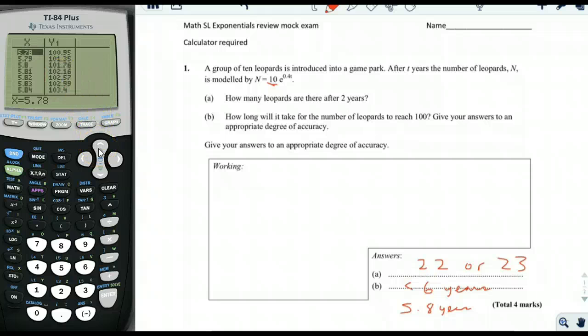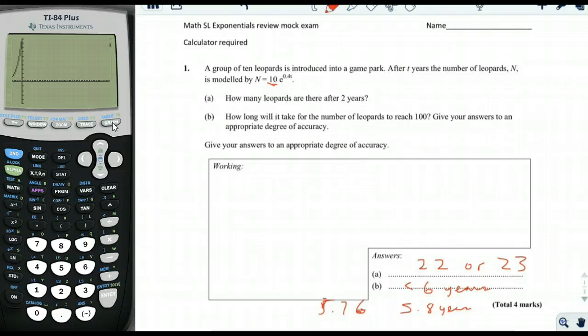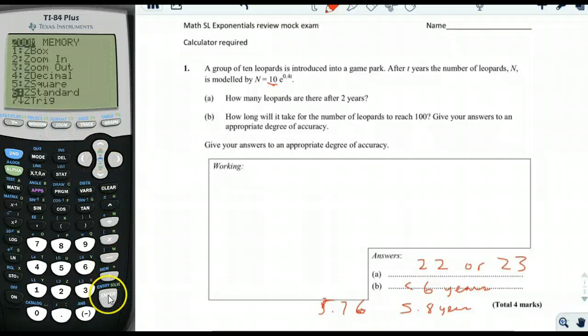Oh, look at that. So it actually reaches 100 at 5.76. Okay. And then I'm going to show you the final way to get an even more accurate number. What you do is you graph it. Okay, and that's not a very good view of it. Let's do zoom fit, or zoom standard, so that we can see the middle of it here.